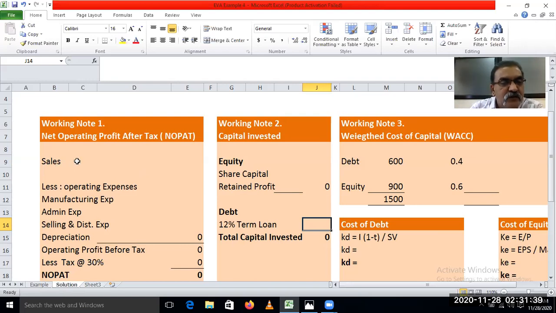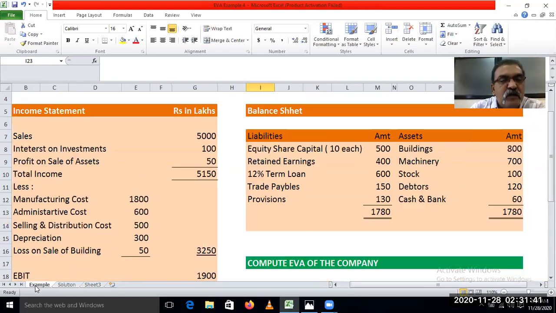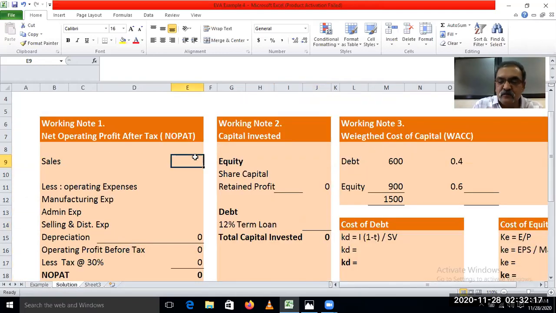Here we are going to consider only the sales. You can check in the income statement in the example, three items are there on the income side: sales, interest on investment, and profit on sale of asset. Out of these three, we are going to consider only the sales because that is our operating revenue, that is operating income. Other items are non-operating income or indirect income, which we are not going to consider. So we will consider only the sales. Sales amount is rupees 5,000.